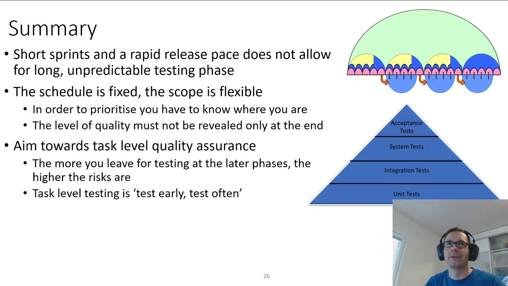So to summarize, short sprints and rapid release pace do not allow for a long and unpredictable testing phase at the end. The schedule is fixed and the scope is flexible. So in order to prioritize and know how much scope you can complete, the level of quality must not be revealed only at the end. So this would be a very big problem.